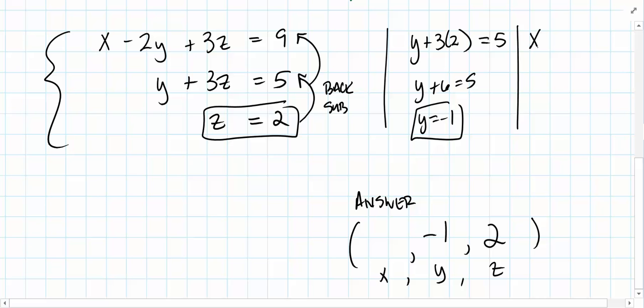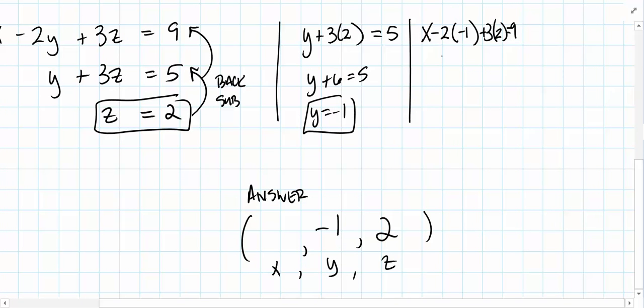So I would have x minus 2 times y, which is negative 1, plus 3 times z, which is 2, has to equal 9, right? So let me move over there for that. So I'm getting x plus 2 plus 6 equals 9. So that means that x plus, is that, oh, that's 8 equals 9. Yikes. So therefore x has to be what, everybody? 1. Okay, so there we go.